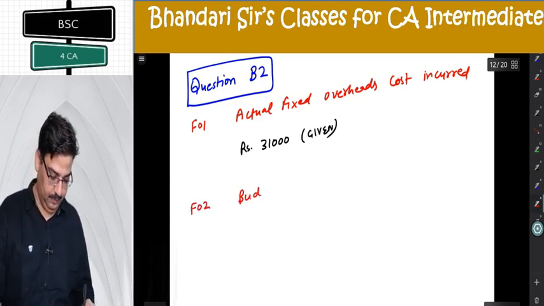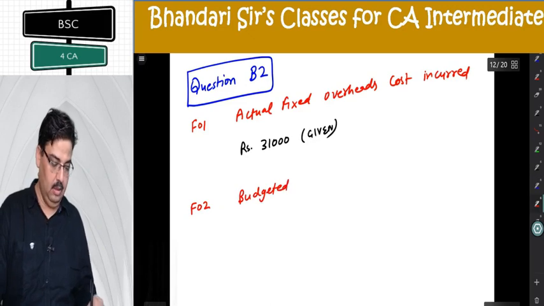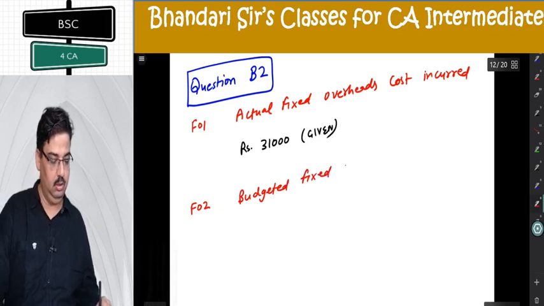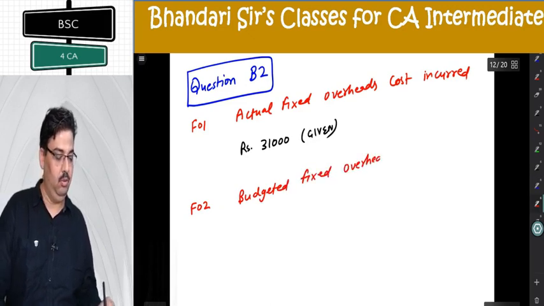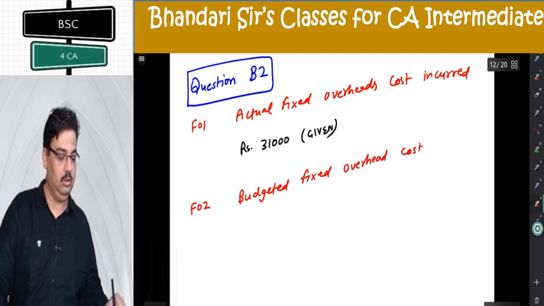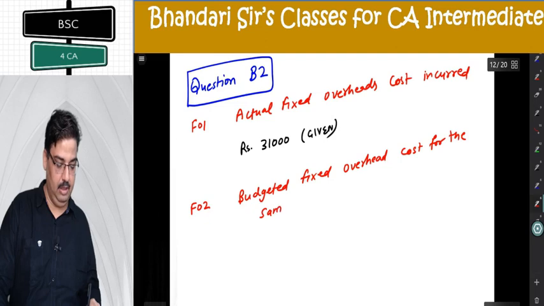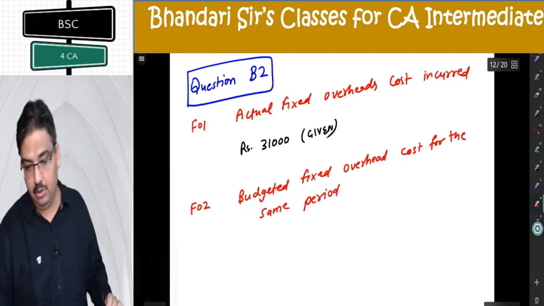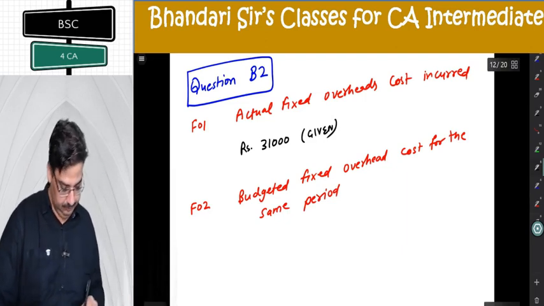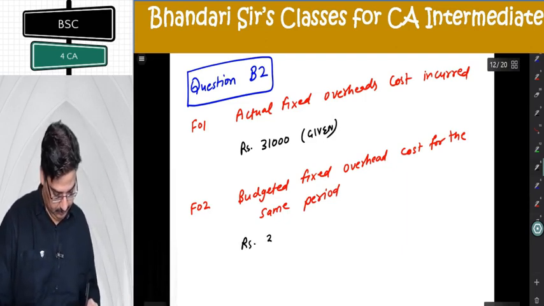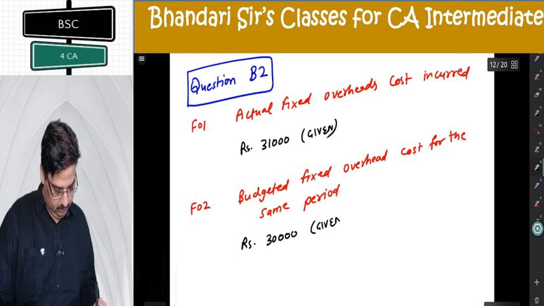FO2, budgeted fixed overhead cost for the same period. It is also given, rupees 30,000.